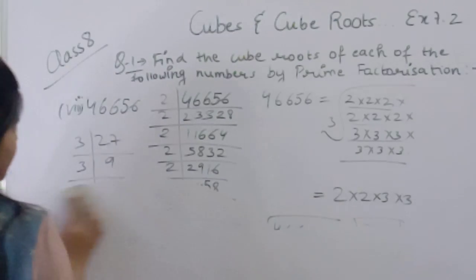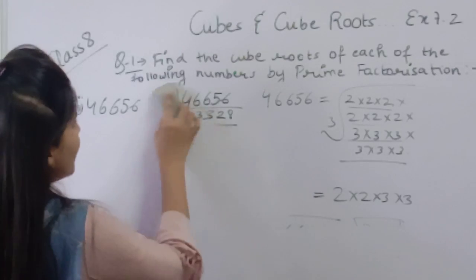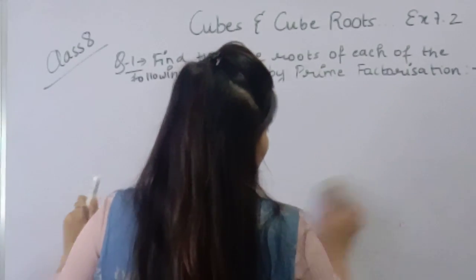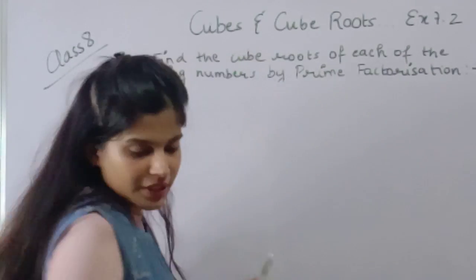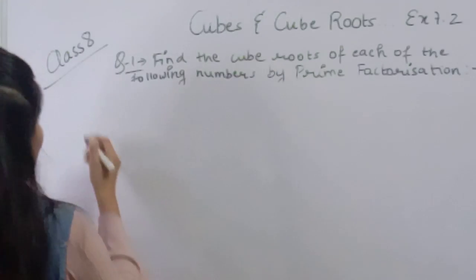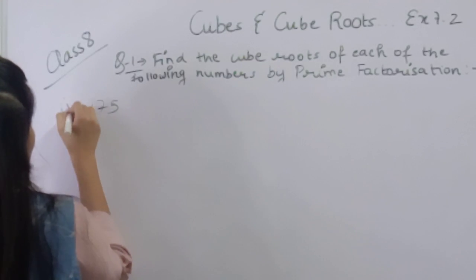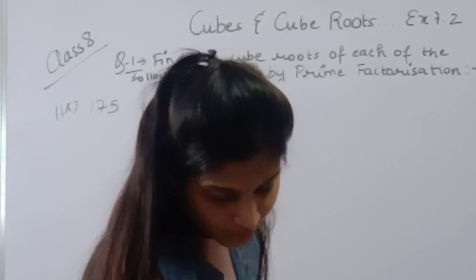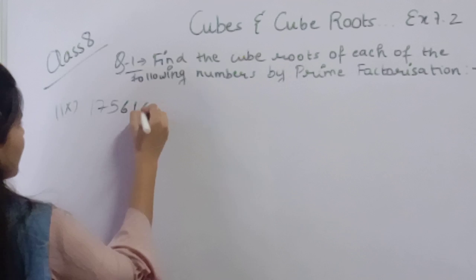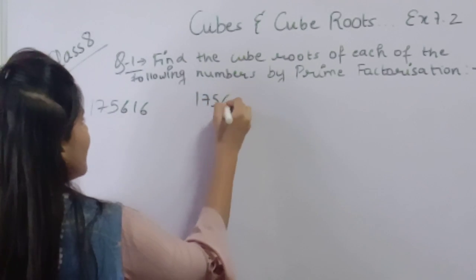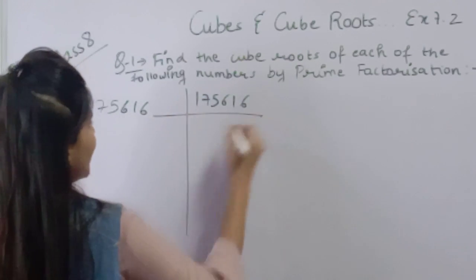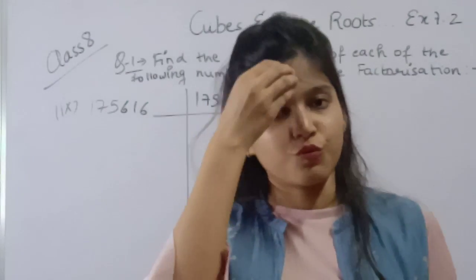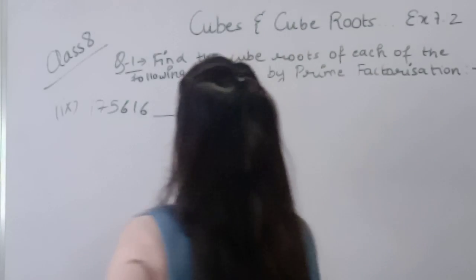Now children, the 9th part of this same question is 175616. Now we will do prime factorization, and this is a multiple of 2. So we will start with 2.